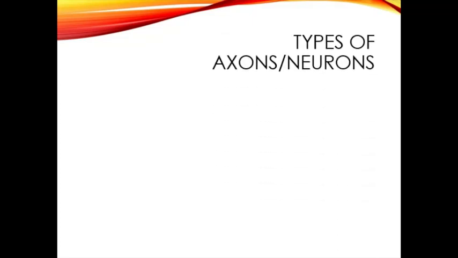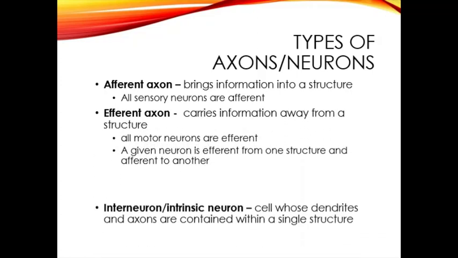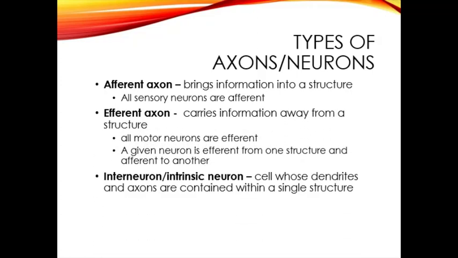Types of neurons and axons. Yan, we have here afferent, interneuron, intrinsic neuron. Hindi ko ito masyadong i-discuss, no? So, you can read it na lang. Hindi ko naman siya include na sa exams.